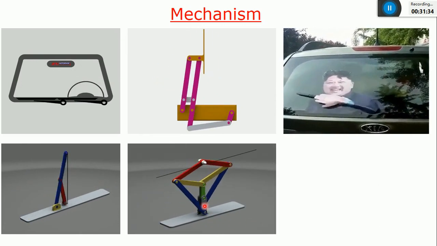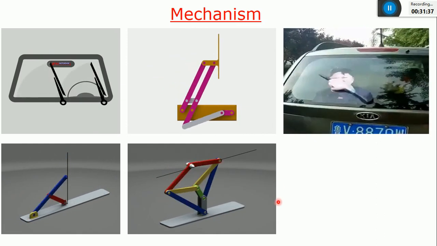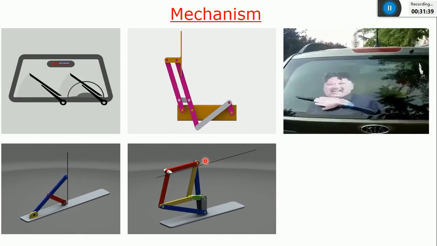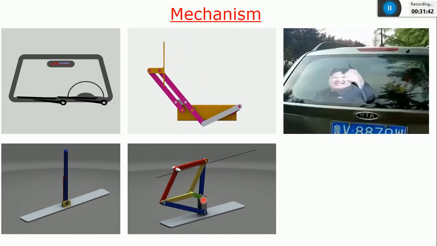And this is also a straight line mechanism which is called as a Peaucellier mechanism. Okay, it will come in the second unit. Okay, don't worry about that one. You can see one link is fixed.